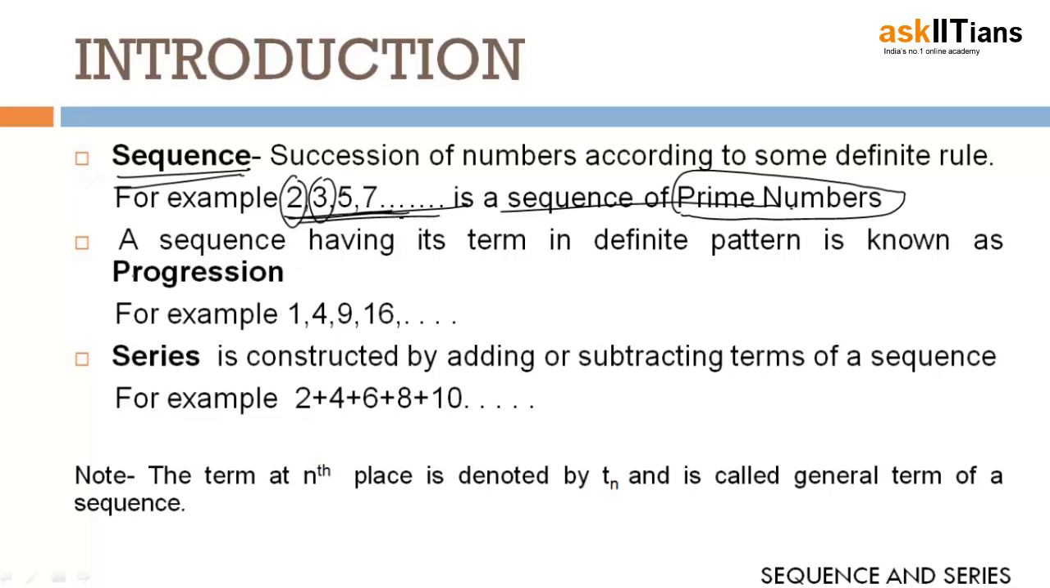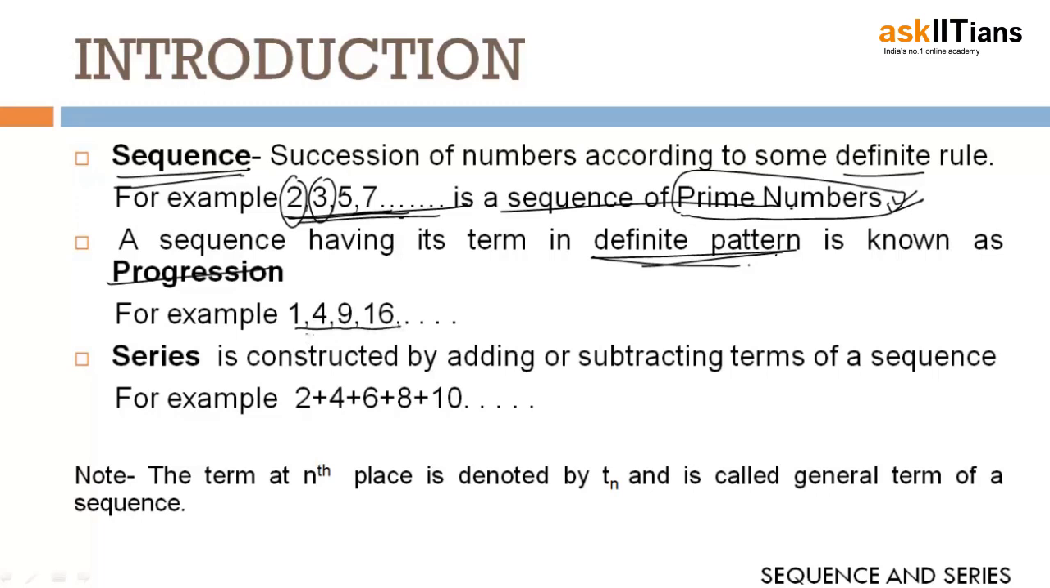Now what is the difference between a sequence and a progression? There is a very thin line of difference. In a progression, every term has a definite pattern. Now what is the difference between a definite rule and a definite pattern? When we talk about a definite pattern, it means that in addition to the rule we can search for a pattern, or in layman language, we can express each term in terms of the previous term or its position value.